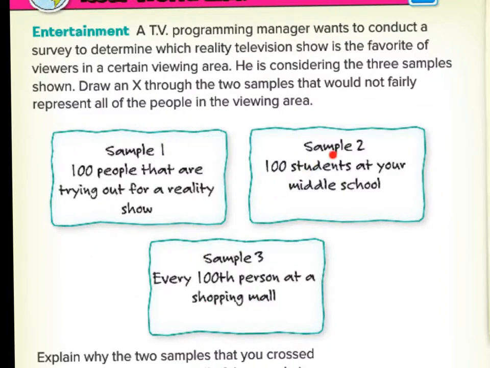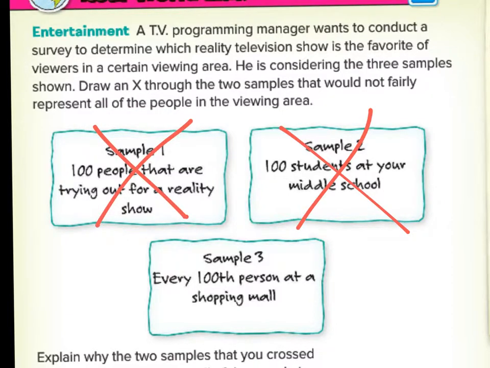So for example, let's look at example 2. 100 students at your middle school. Do you think 100 students here at our school would be able to give a good representation of our town? I don't think so, right? So that would not be enough. So now we're between sample 1 and 2. Sample 1, 100 people that are trying out for a reality TV show. Now, if 100 people are trying out for a show, let's say like Survivor or one of those types of shows, these people are already going to be biased towards a particular kind of show. They already have determined that they like that one particular kind of show. So they have a fixed answer. So that would not work as well.